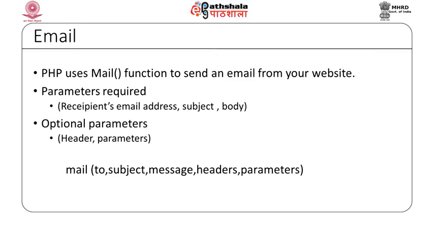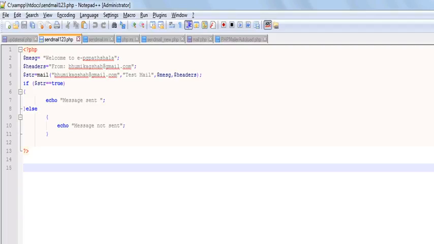Mail function. The parameters required are the recipient's email address, subject and body, and the optional parameters are the headers and parameters. So, the mail function has in all 5 parameters: to, subject, message, headers and parameters. The program which we have written is the basic one. Here I have stored in the variable message, welcome to EPG Pathshala. My header is from bhumikajisha@gmail.com.